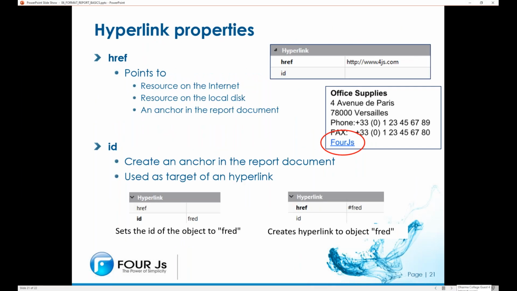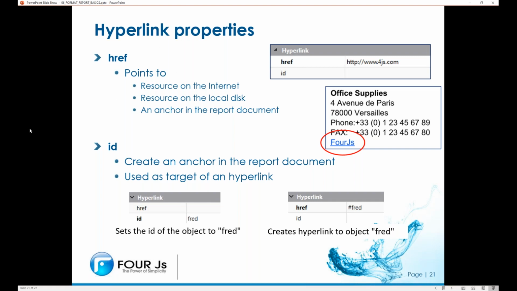Okay, I believe this is the last slide for this chapter, and it's talking about the concept of hyperlinks. Hyperlinks is when you want to make a link to either an HTTP link out to the internet, a resource such as a file perhaps on your local disk, or you want to anchor to some other location in the report document.